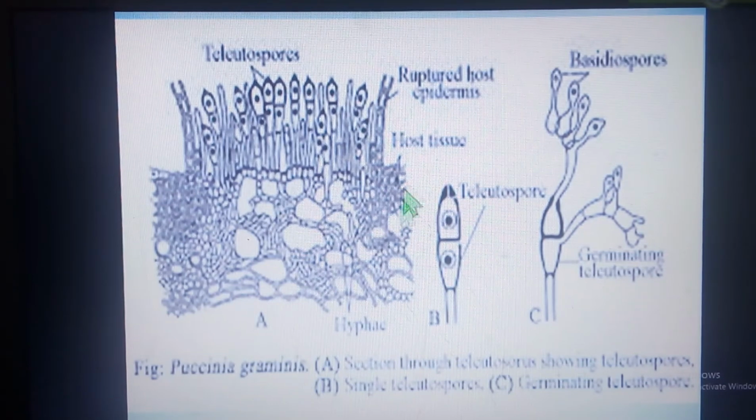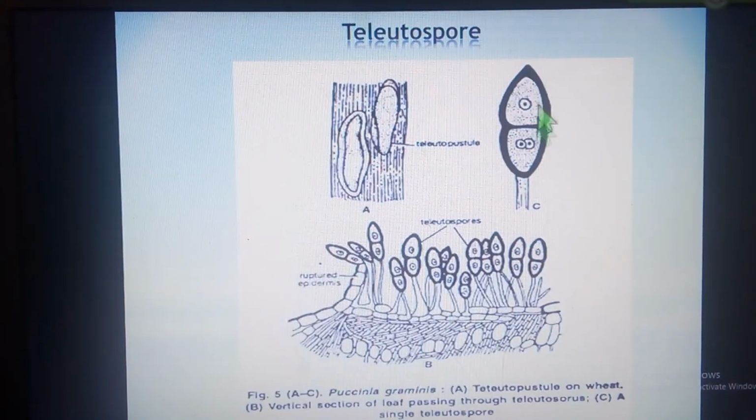So let me show you this diagram. Each teliospore is dikaryotic. What is dikaryotic? Characterized by the presence of two nuclei. So here not only two cells, but in each cell we will have two nuclei. So here also two nuclei, and this also two nuclei. That condition is known as dikaryotic. So each cell is dikaryotic, having one germ pore.